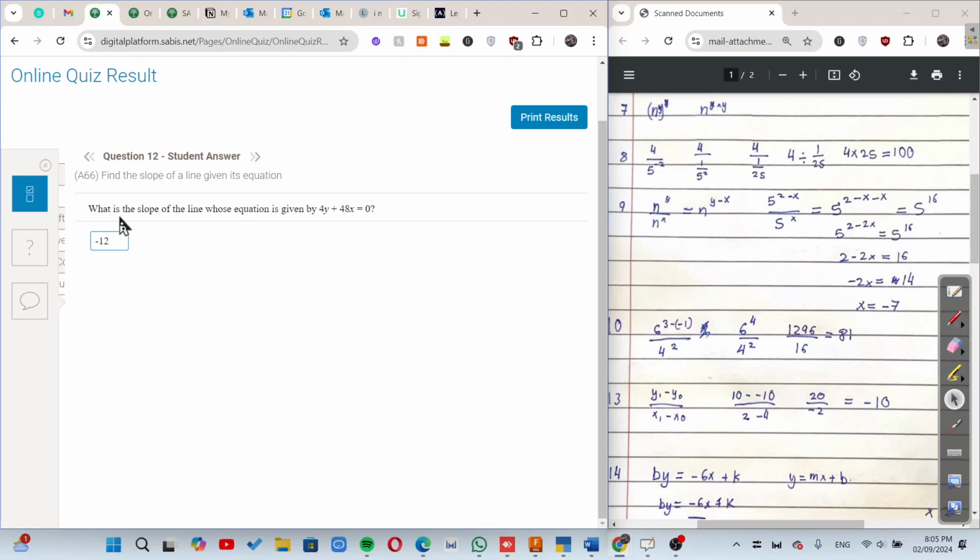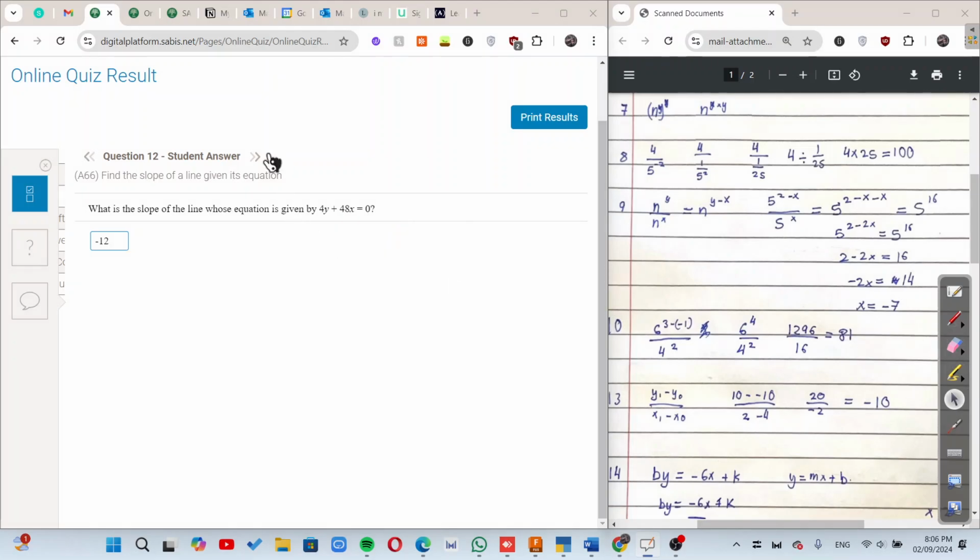So here it's asking, what is the slope of the line whose equation is given by 4y + 48x = 0? For this question, you're going to treat it as the equation y = mx + b. So you have to move this after the equal sign, making it 4y equals negative 48x, which when you simplify on both sides gives you y equal to negative 12x.